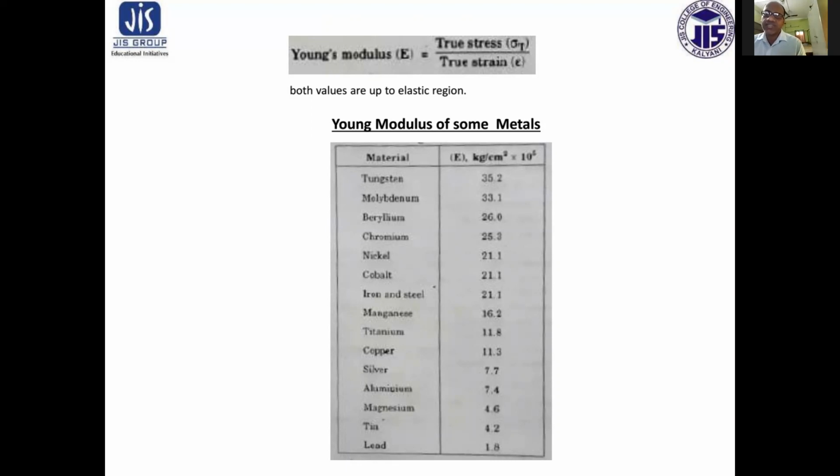cobalt, iron, and steel. So cobalt, nickel, chromium, beryllium, etc. are higher in elastic limit than iron and steel. So largely iron and steels are doped with these materials, cobalt, nickel, chromium, tungsten, and we can make various types and various grades of steel of high elasticity. Manganese, titanium, copper, silver, aluminum, lead, and tin are also given.